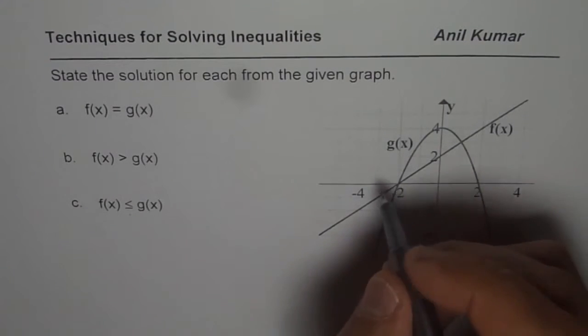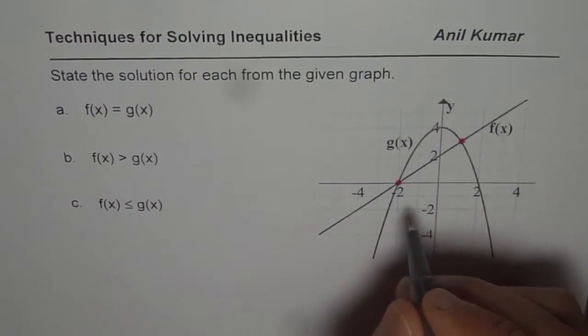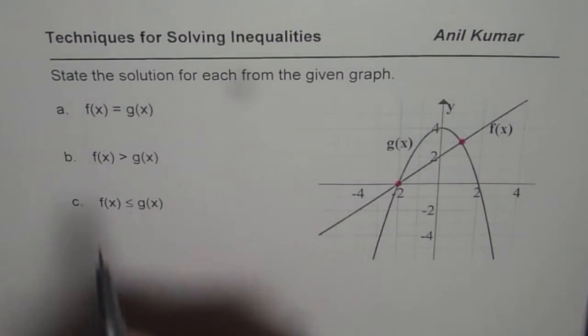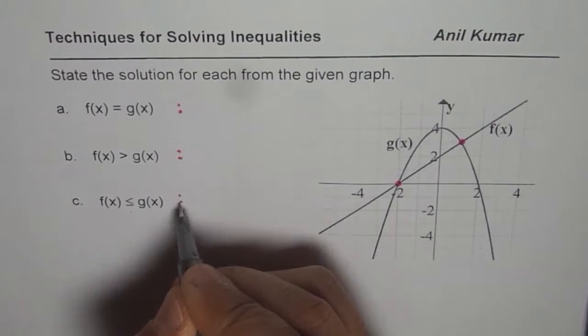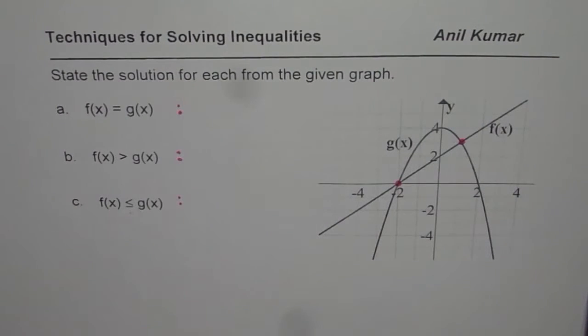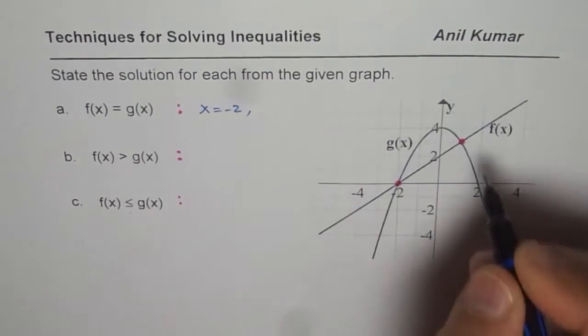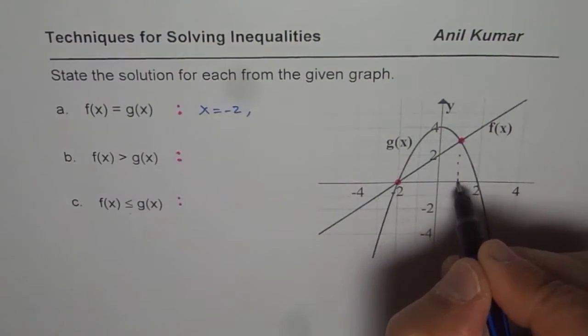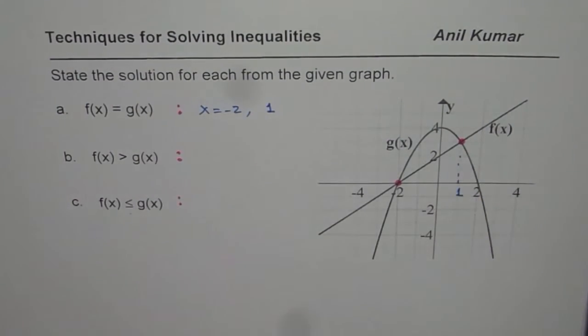Now these two functions, they are equal at the points of intersection. Do you understand? So when we say f of x equals g of x, we are trying to find the values of x for which both of them are equal. That is what we mean, right? So for what value of x are they equal? First value is minus 2. So we get x equals minus 2 is one solution. The other one is right there, and that is x equals 1. So these are the two solutions for f of x equals g of x.